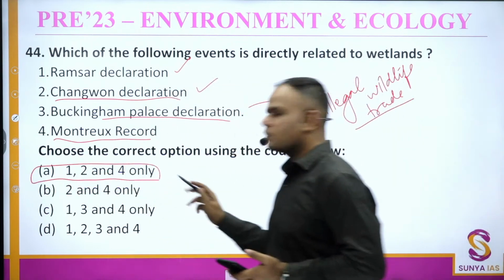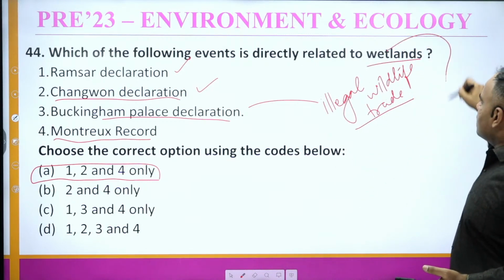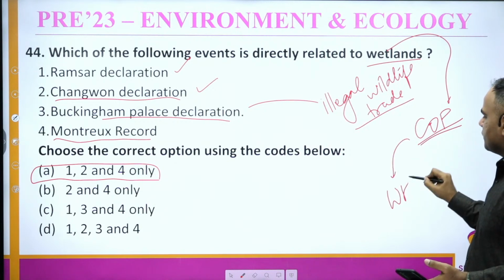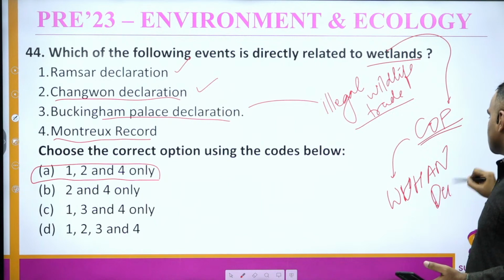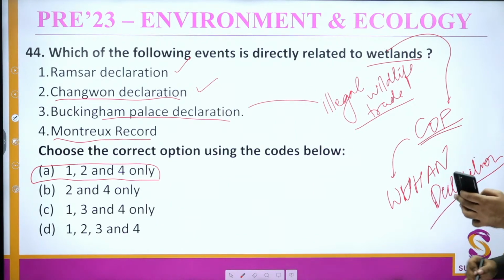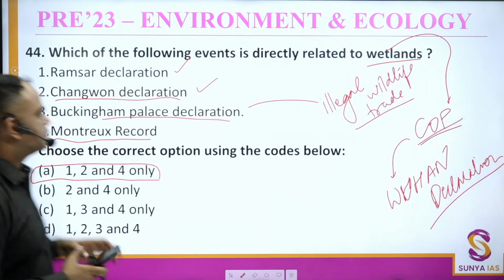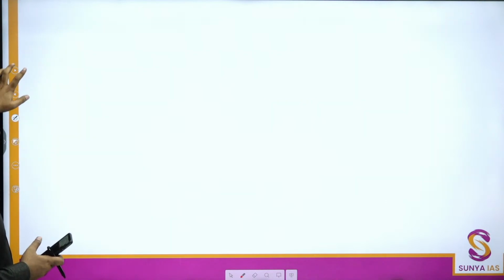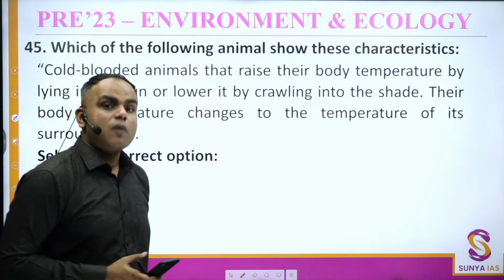A. Okay. Additionally, recently the Ramsar Convention had a Conference of Parties. Okay, that happened in Wuhan. So this Wuhan Declaration is also related to the Ramsar Convention. Okay, there is this Wuhan Declaration. All right, that is question number 44. The answer is A. All right, now we move to question number 45.